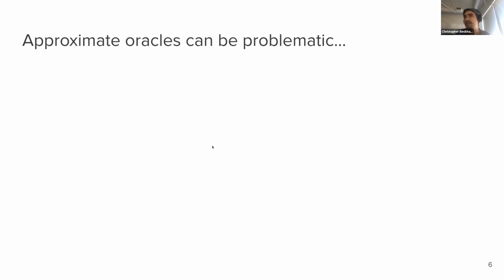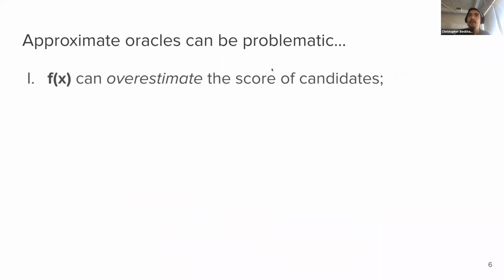But that can be kind of problematic, right? Approximate oracles in general are problematic. The first reason is that f of x can actually overestimate the score of a candidate, right? Maybe you synthesize a protein and the approximate oracle says that it has a very high score, but really it's a low score, right? And if you're familiar with the adversarial example literature, then you probably are familiar with this. You kind of know where I'm getting at.